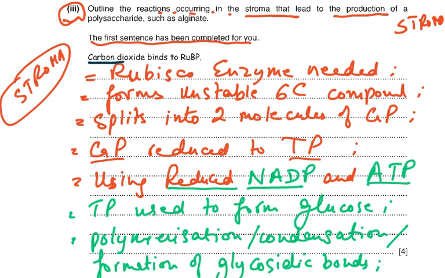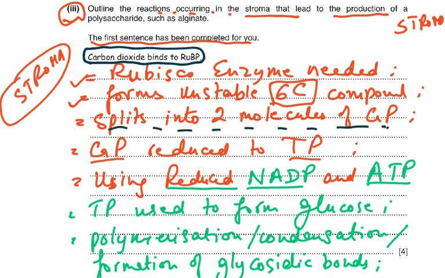And what is the first sentence? The first sentence is: carbon dioxide binds to RuBP. So there's no mark for that. They've given that to you, so they want you to start off with that. Now, the main point is that Rubisco is an enzyme which is needed for it. It combines with carbon dioxide to form an unstable 6-carbon compound, and this 6-carbon compound immediately splits into two molecules of GP, and then GP is reduced to TP.